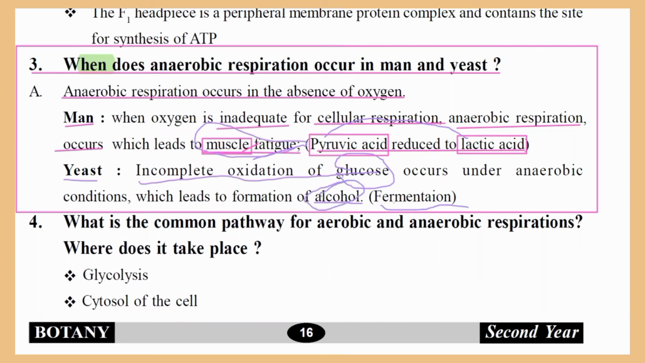Now I will give the definition. Fermentation is the process of conversion of glucose into alcohol in the absence of oxygen. So the process of conversion of glucose into alcohol in the absence of oxygen is called fermentation. You have to keep this in mind.